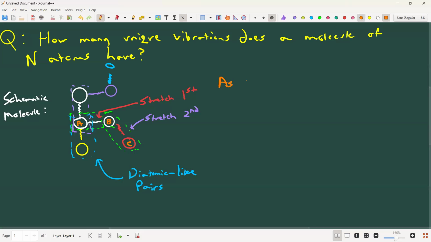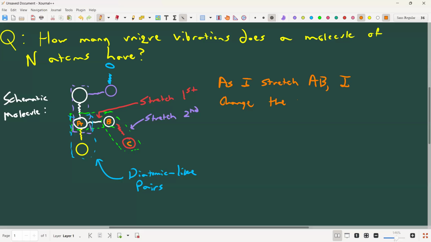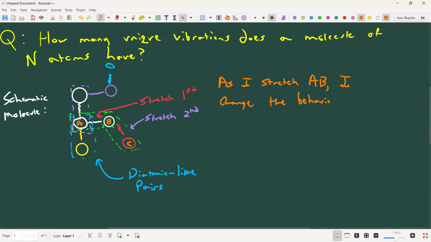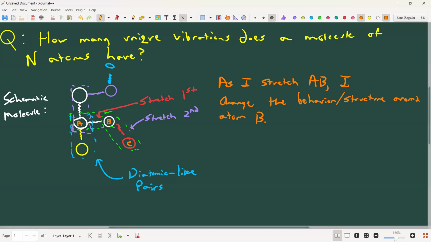Right, as I stretch AB, I change the behavior, the electronic structure around atom B. As I move B away from A, it affects B less. And just think about a Morse potential. We're stretching A and B. B's moving away. We're breaking some of that covalency, a very, very small amount.